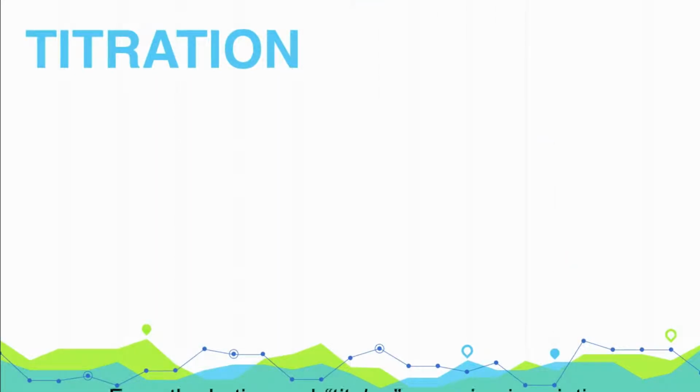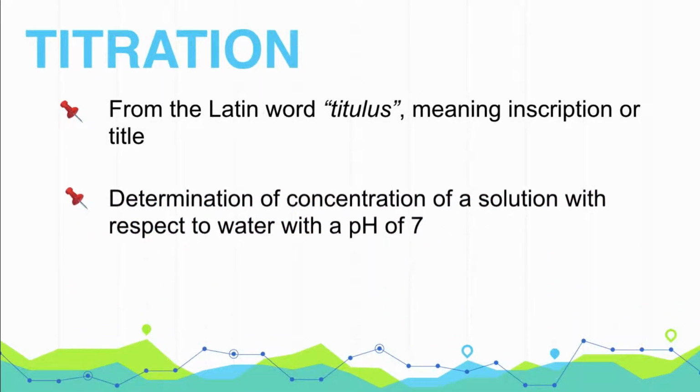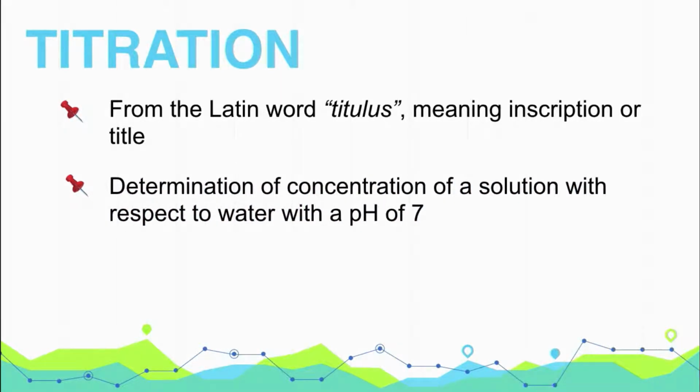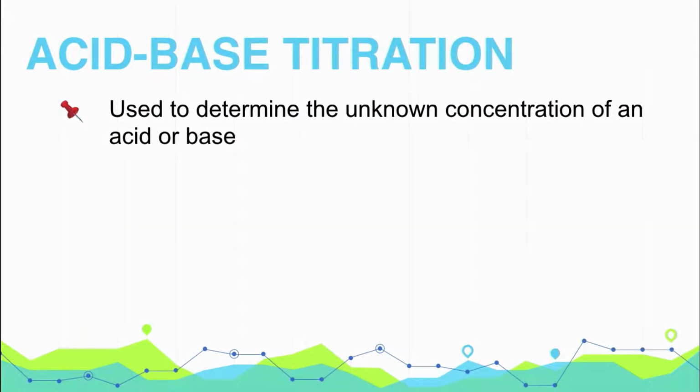The word titre, which means inscription or title. The French word titre means rank. Therefore, titration means the determination of concentration or rank of a solution with respect to water with a pH of 7. An acid-base titration is an experimental procedure used to determine the unknown concentration of an acid or base by precisely neutralizing it with an acid or base of known concentration.